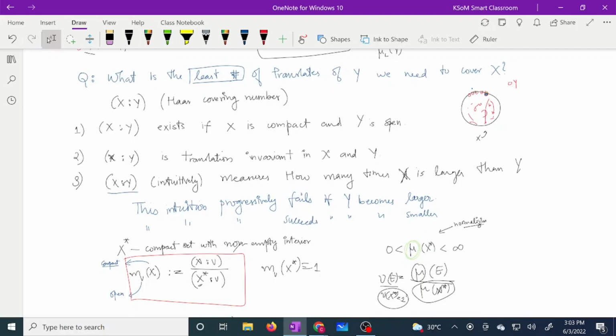Means I'm thinking, is there any relationship between this x and x star? No, just two sets. Yeah, comparison. X star is fixed. We can compensate. X star is my base point.